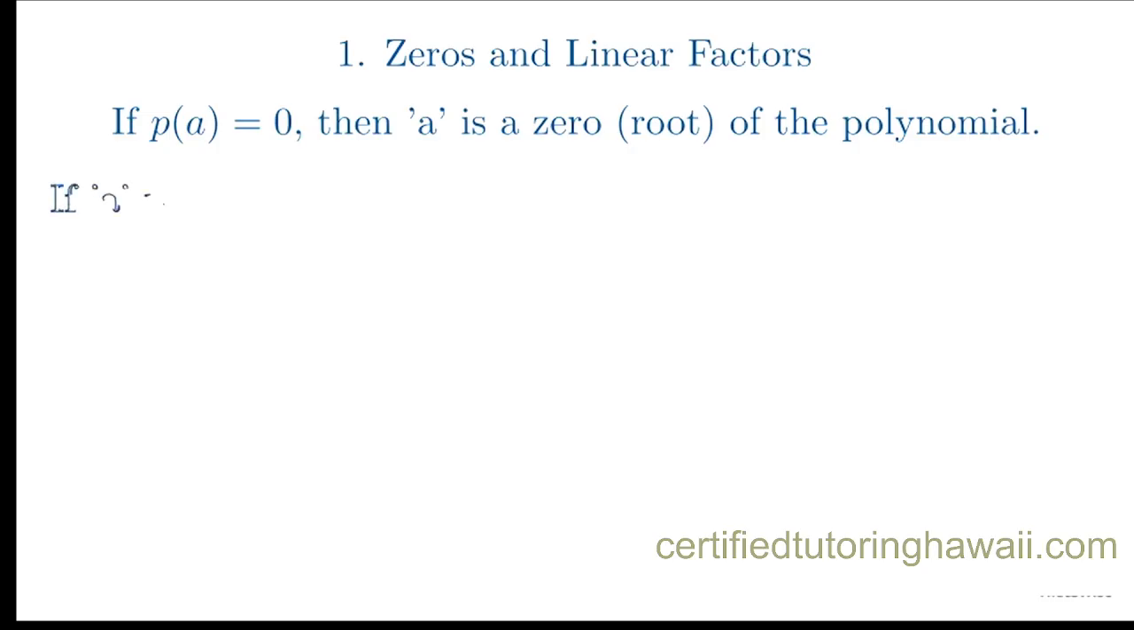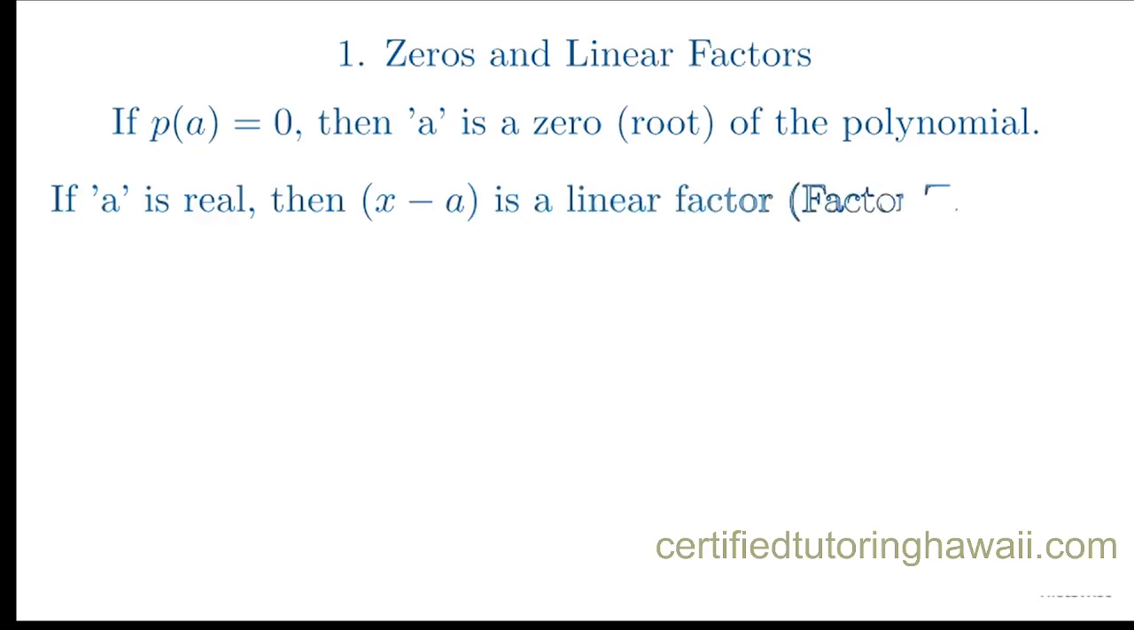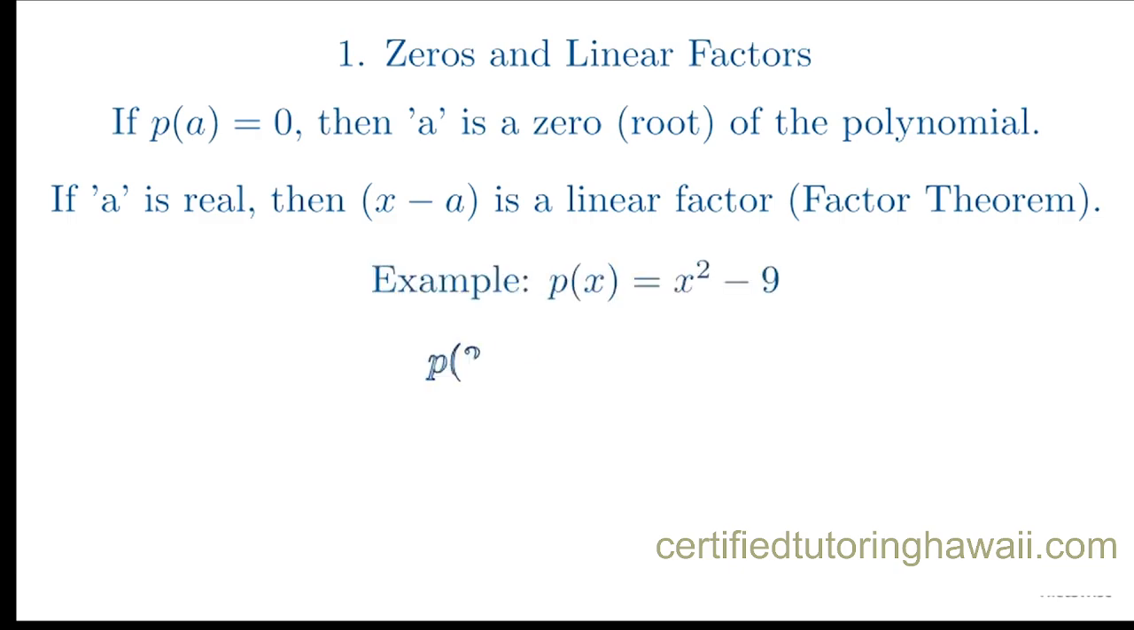Now the factor theorem connects this idea to linear factors. It states that if a is a real zero, then x minus a is a linear factor of the polynomial. This means you can divide the polynomial by x minus a and the remainder will be 0. It's a powerful tool for factoring polynomials. Let's look at a simple example.